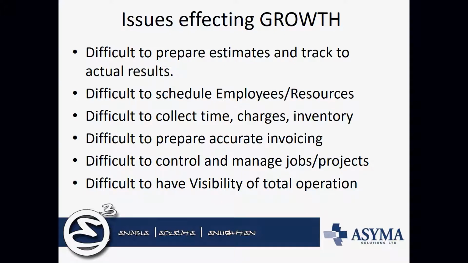And then difficult to control and manage jobs. Again, how do you keep track of your project managers? How do you make sure that they're accountable and have all of the information that they need to do the jobs on time, on budget, and actually get the job done correctly? And then difficulty in having visibility of the total operation from the owner's and managers' perspective. Really, how do you know that you're in control? What we're going to be showing you is some of the information and the dashboards that you can get out of the Sage 100 that can help you with this. So these are the issues, and what we want to do is address how these things can be solved with the Sage 100 software.